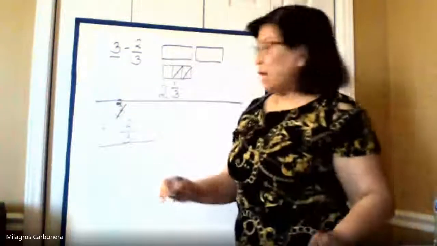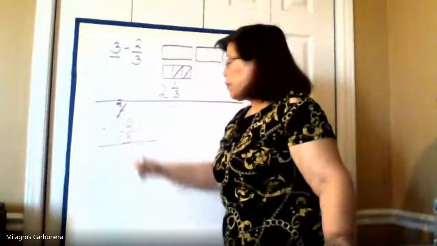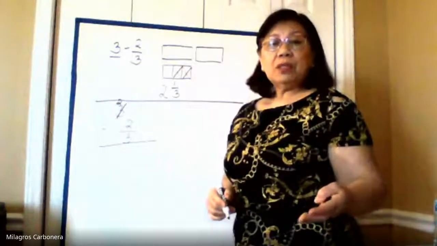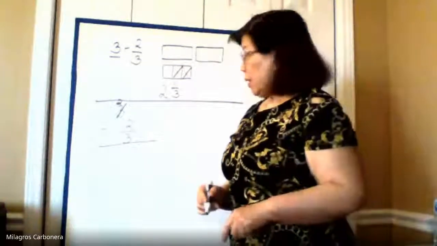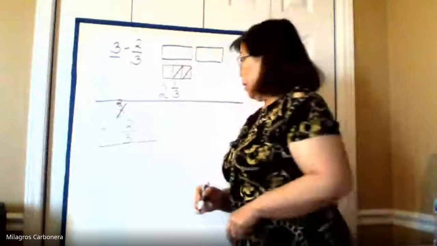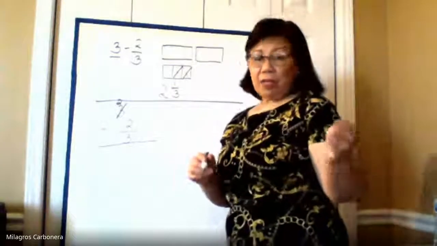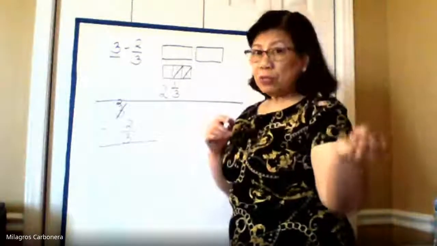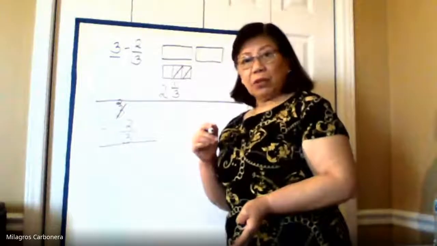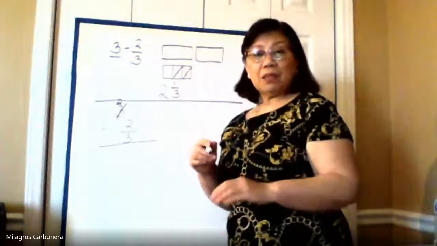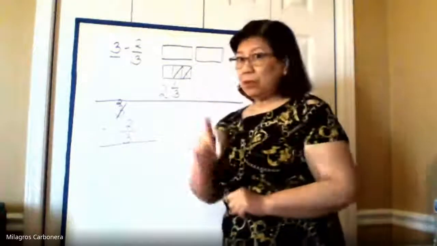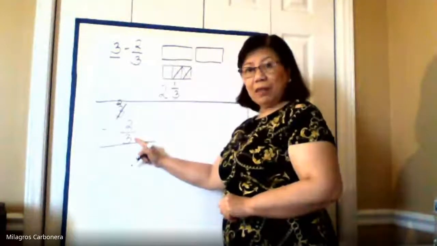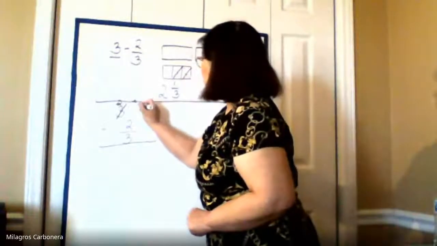And the 1 that I borrowed from 3, I am going to change it into a fraction which is equivalent to 1. And what would that be? I could have 2/2, 3/3, 4/4, and so on. As long as my numerator and my denominator are the same, it is equal to 1. But I would take 3/3. Why 3/3? Because the given denominator is a 3. So I'm going to write my 3/3 here.